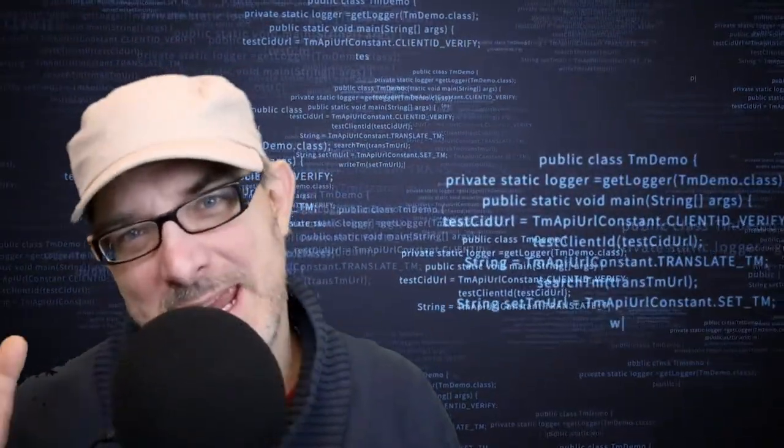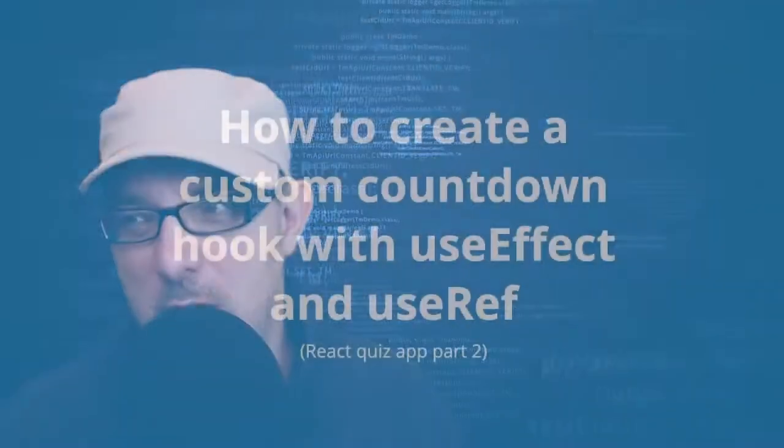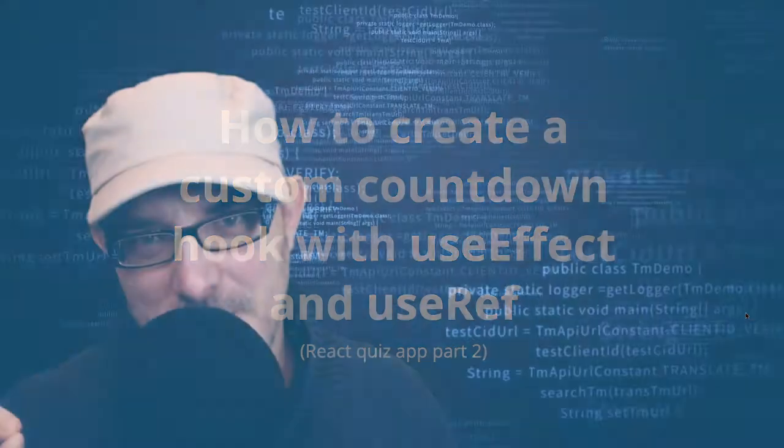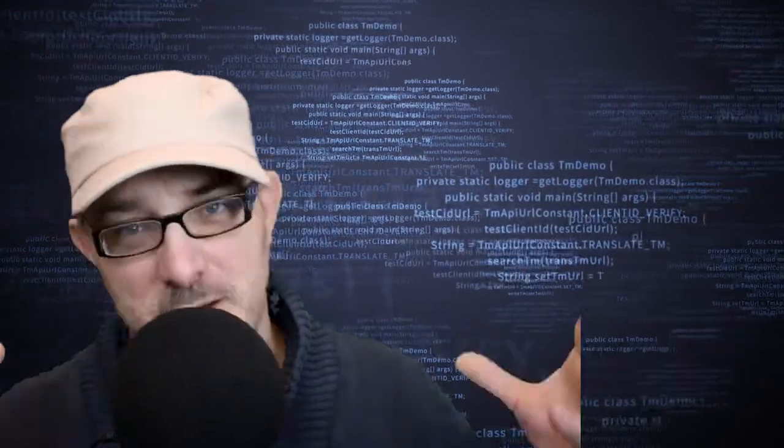Hello, today we're going to talk about how to create a custom hook. We're going to be creating a countdown for our math quiz game. And that countdown is going to be the perfect opportunity to also look into how useEffect works and how useRef works. And we're also going to be taking a slight detour through JavaScript timer functions and closures.